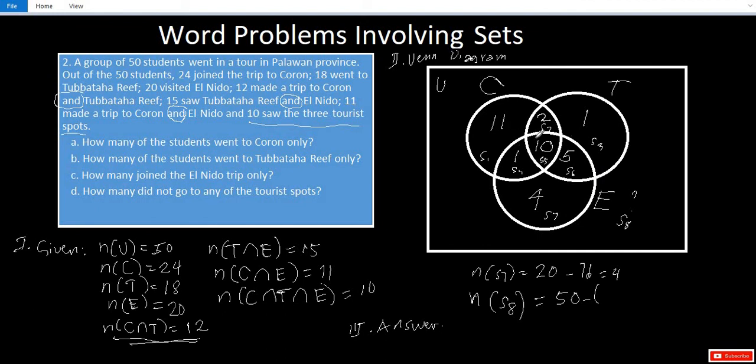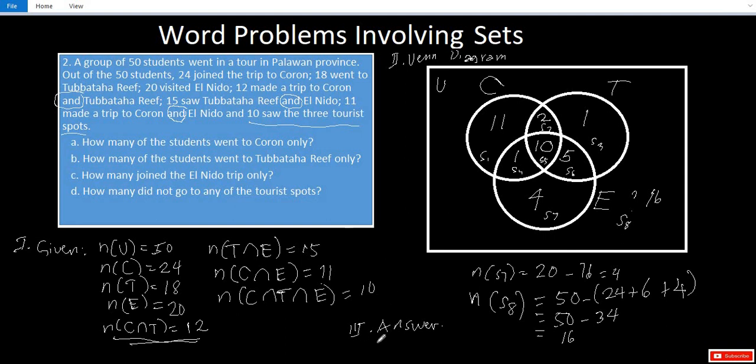So therefore, to solve for the cardinality of S sub 8, we need to subtract the sum of all the cardinalities from 50. Okay, so let's do the shortcut. The total cardinalities for set C is the sum of 11, 2, 10, and 1. And this one is given here, 24. So 24 plus this one, we have added already this. Then 5 plus 1 is 6. Plus, then we add 4 here. Plus 4. Okay. So 50 minus the sum. What is 24 plus 6 plus 4? We have 34. And 50 minus 34 is, okay, 16. So therefore, n of S sub 8 is 16.